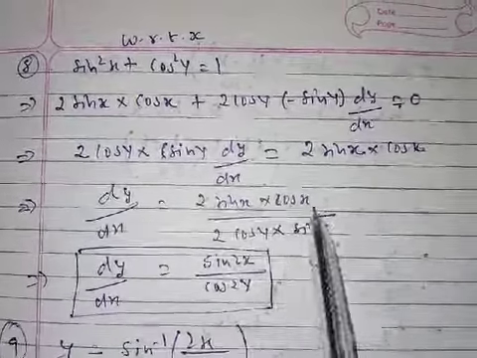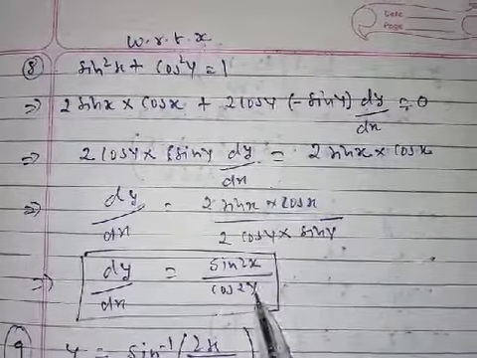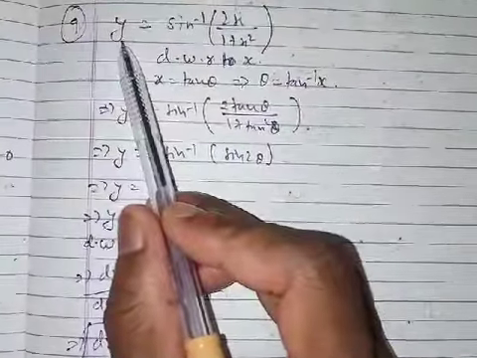2 sin x into cos x is sin 2x, and 2 cos y into sin y is cos 2y. Ninth sum, let's move on to ninth sum.